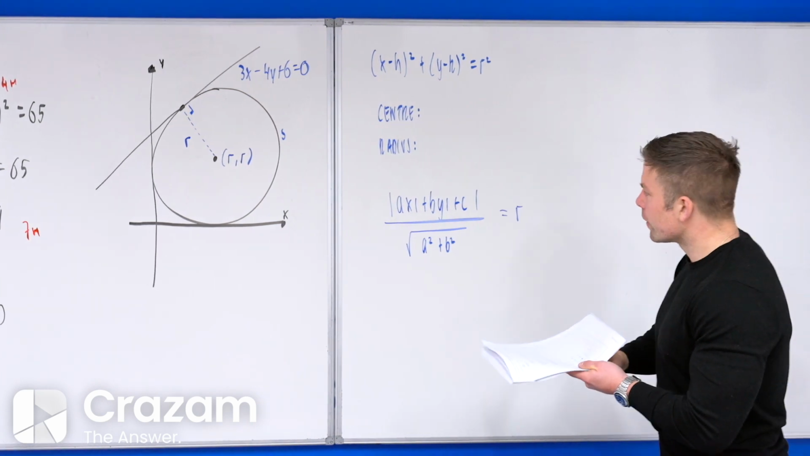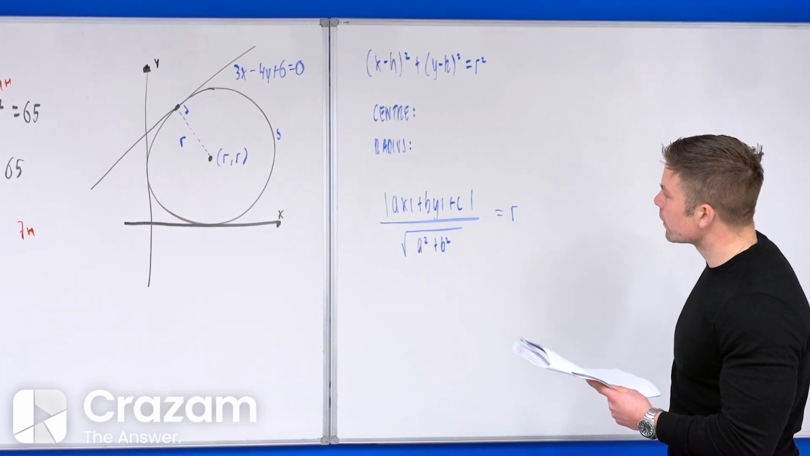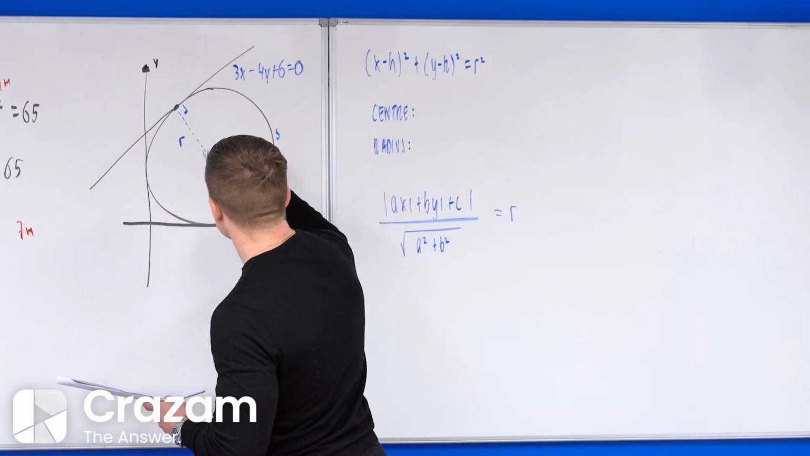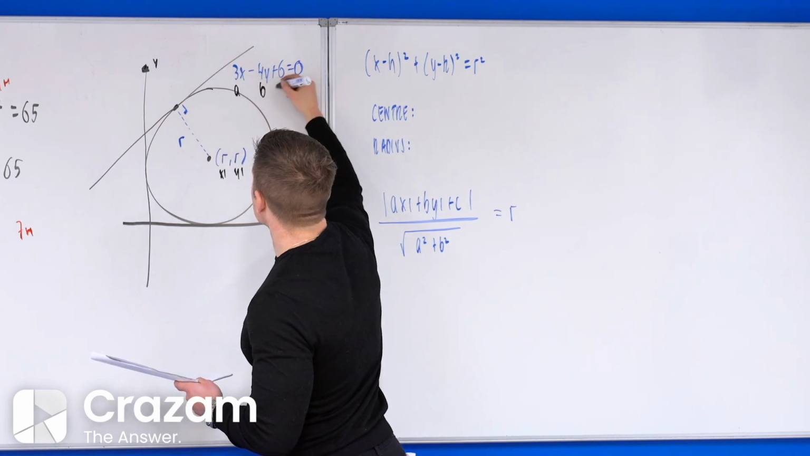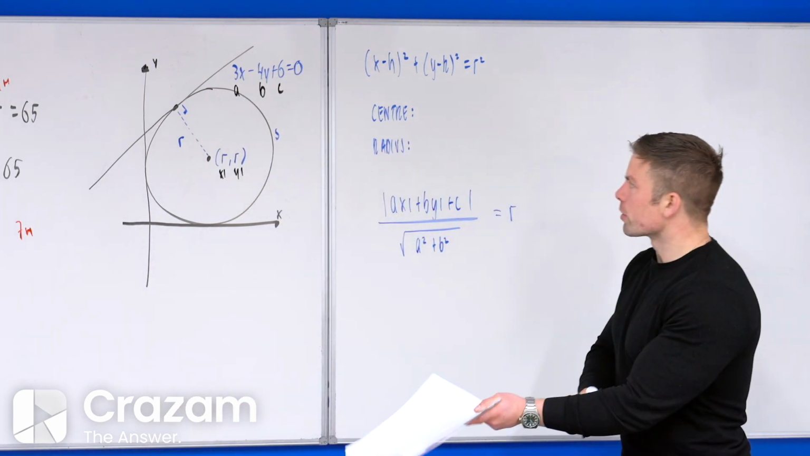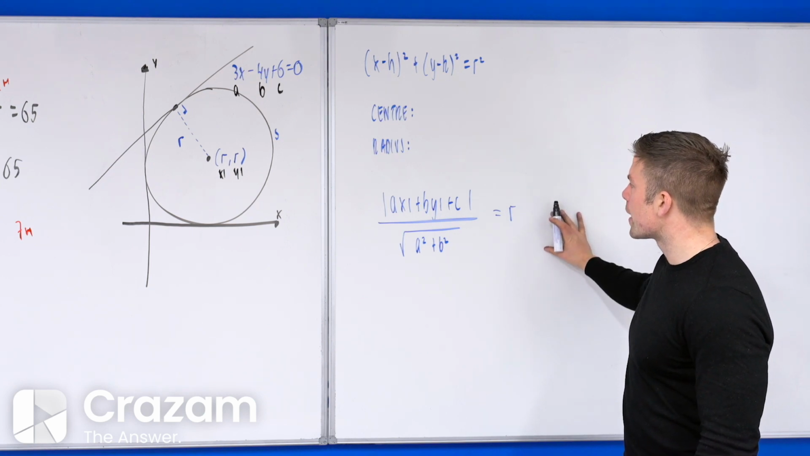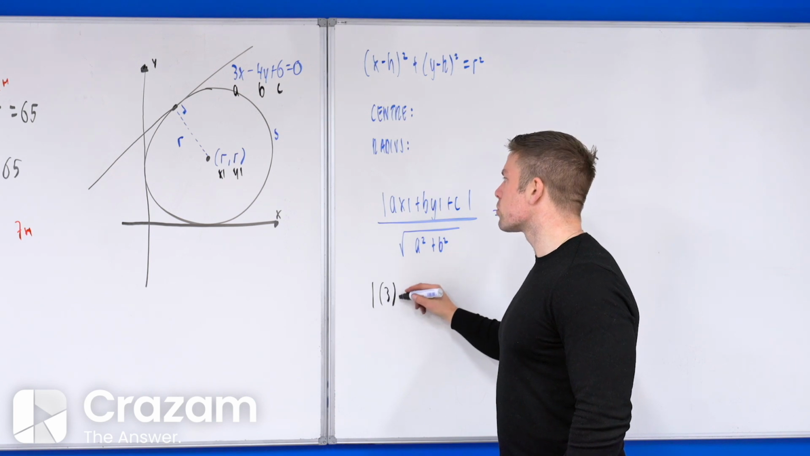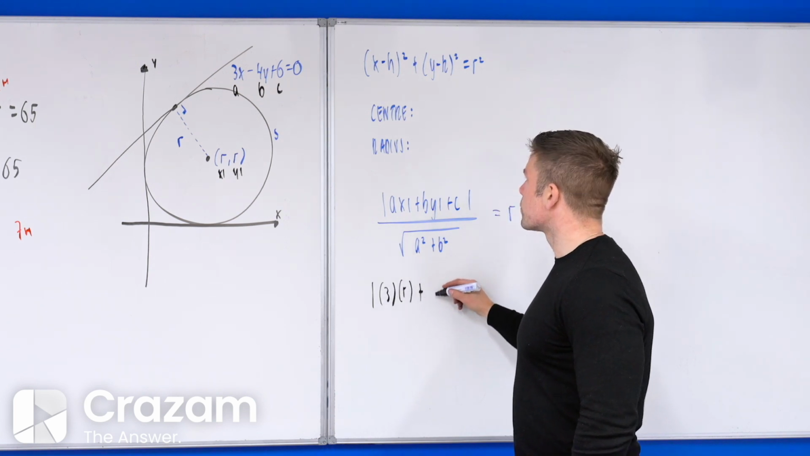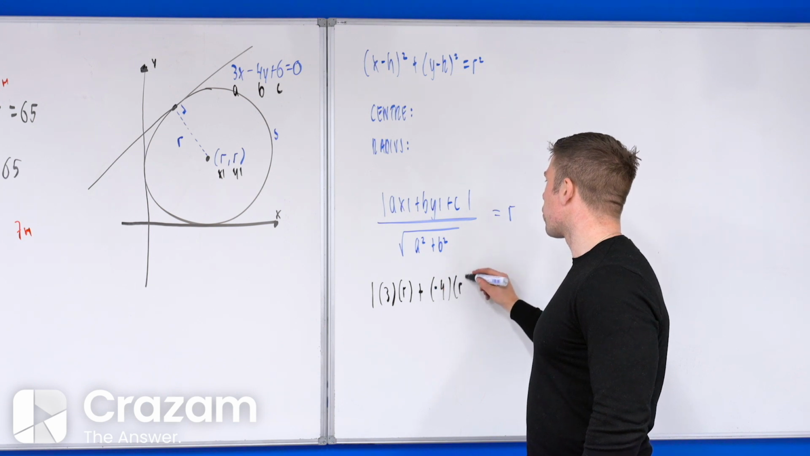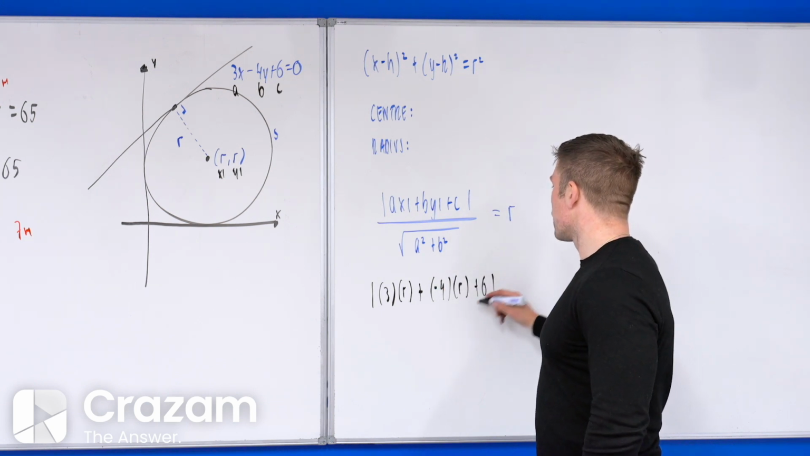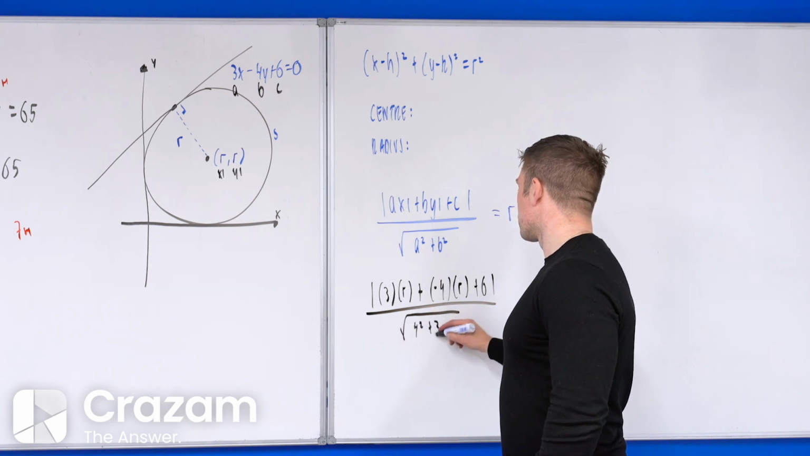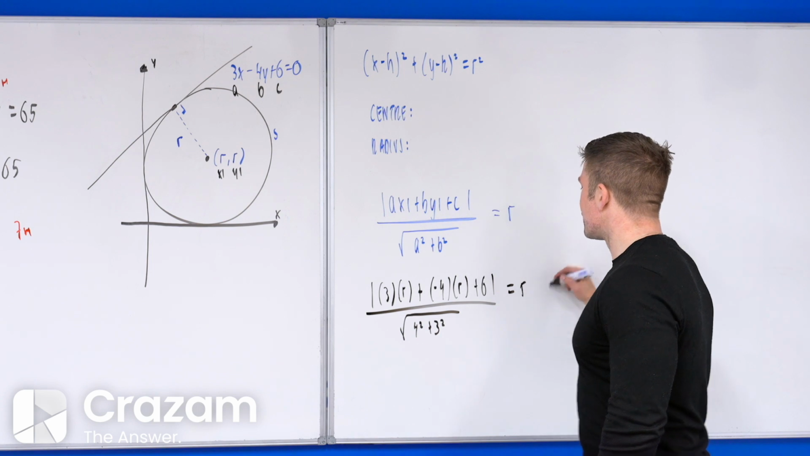If I was to go ahead and fill these numbers out now, we've got x1, y1 is the coordinate, and we've got A, B, and C in the line. I would always make sure that my numbers are on the same side of the line so I don't mess up any signs here. So I have A, which is 3, times x1, which is r, plus B, which is minus 4, times y1, which is r, plus C, over the square root of 4 squared plus 3 squared, and that definitely equals r.